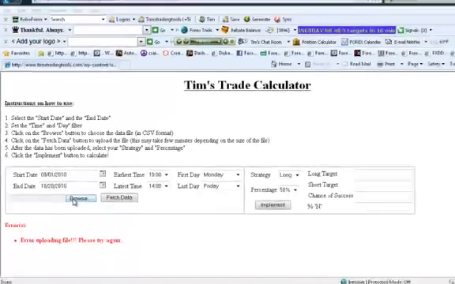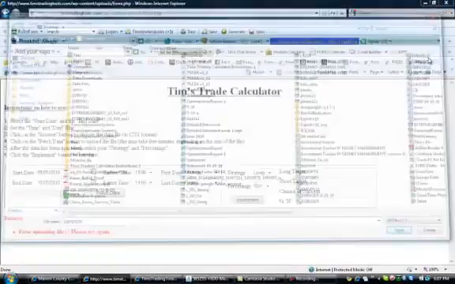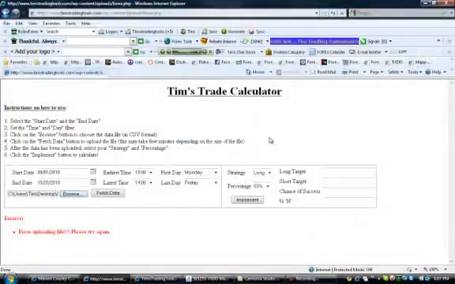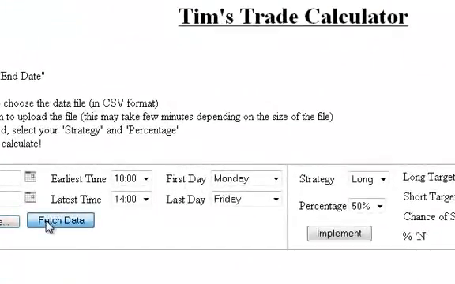And I'm going to go and check my downloaded file that I've already gotten from my platform. I'm going to get the GU pair, the 5-minute time frame, and hit fetch data. We're going to look and see what it tells us to do to shoot for a long and short target, what our averages are, and our chance of success.